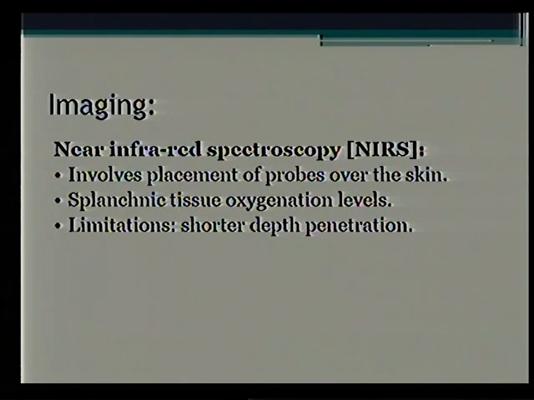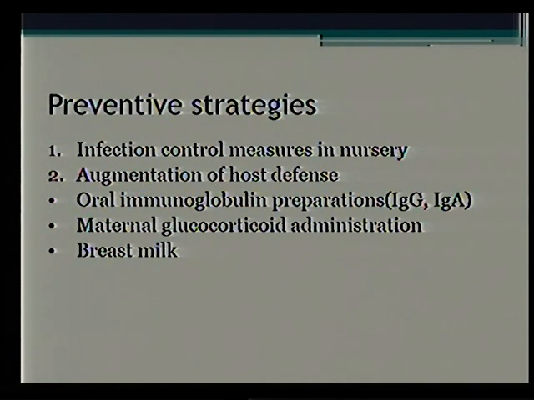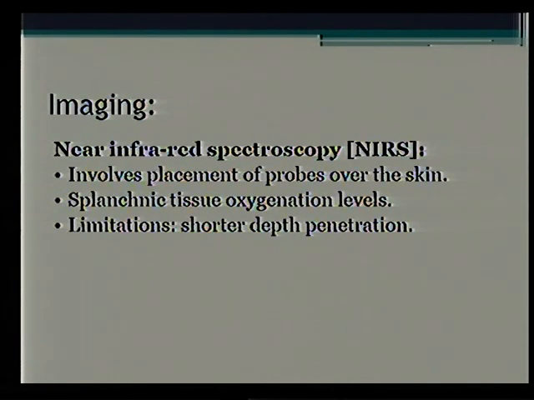So what is new in imaging in NEC? Apart from the ultrasound, X-ray, MRI and CT, near infrared is one of the newer armamentarium. Near infrared spectroscopy involves placement of probes over the skin. So what does it do? It measures the splanchnic tissue oxygenation levels, but the important drawback is it has a shorter depth penetration. Because of this, the entire intestinal oxygenation may not be reflected with this. That is one of the important drawbacks. However, it is one of the promising tools which has been developing now.